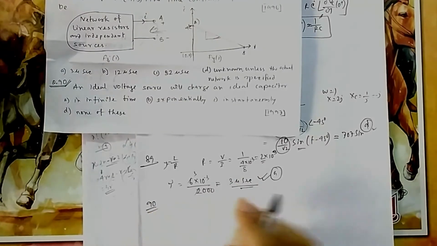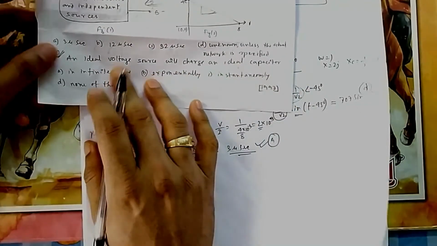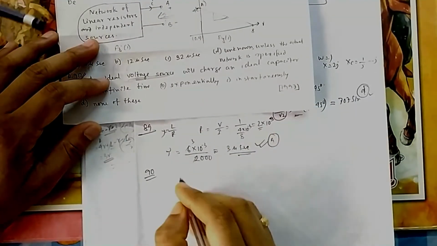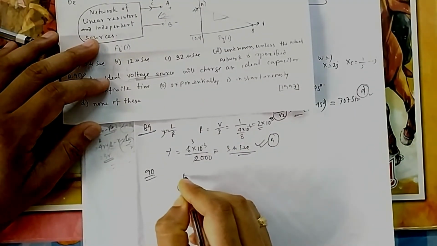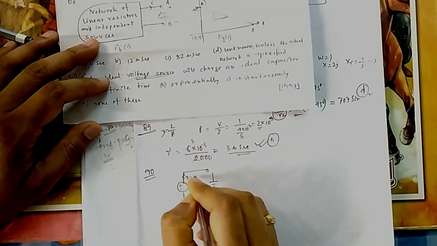Then question number 90. An ideal voltage source will charge an ideal capacitor. What is the condition? Ideal voltage source. If I draw a voltage source, what is the internal resistance of an ideal voltage source? A capacitor is connected. So this is 0.